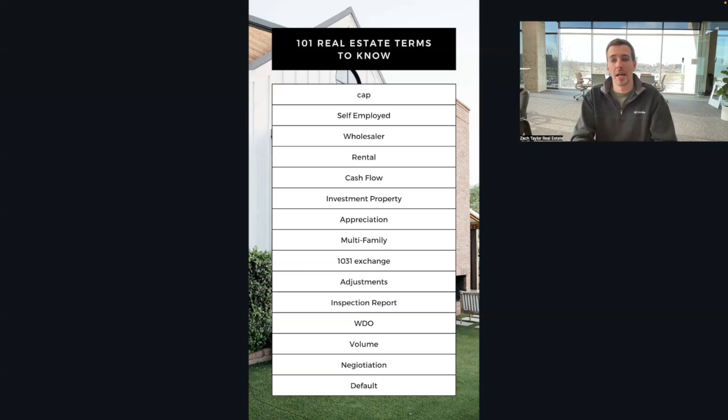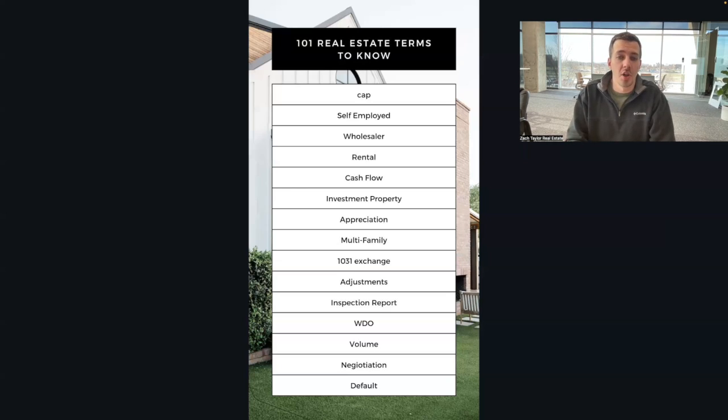Investment property. Again, this is buying the rental in itself. Investment property is different than a primary residence most of the time. Investment property will have different set of lending standards as well. Sometimes it requires a higher credit score. Sometimes it requires a higher down payment.